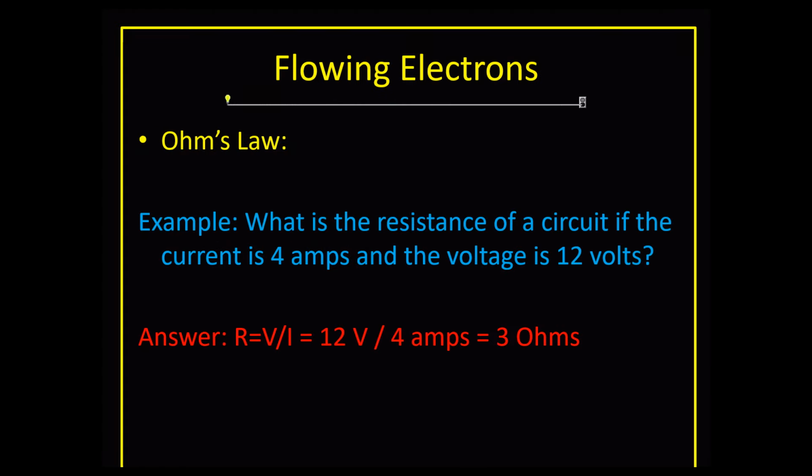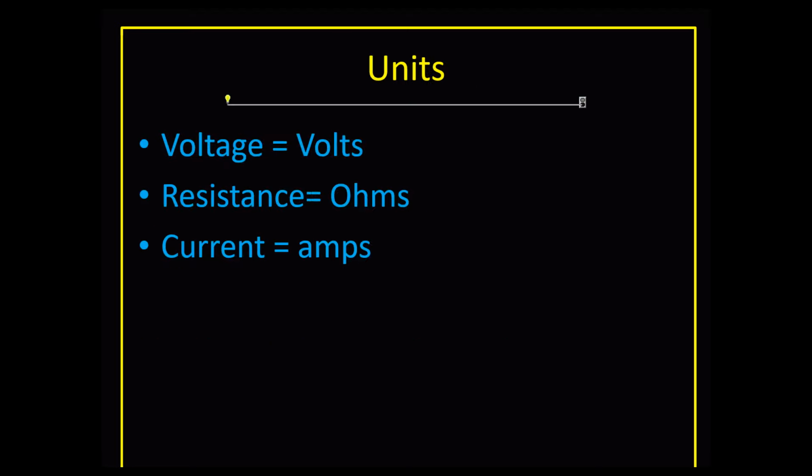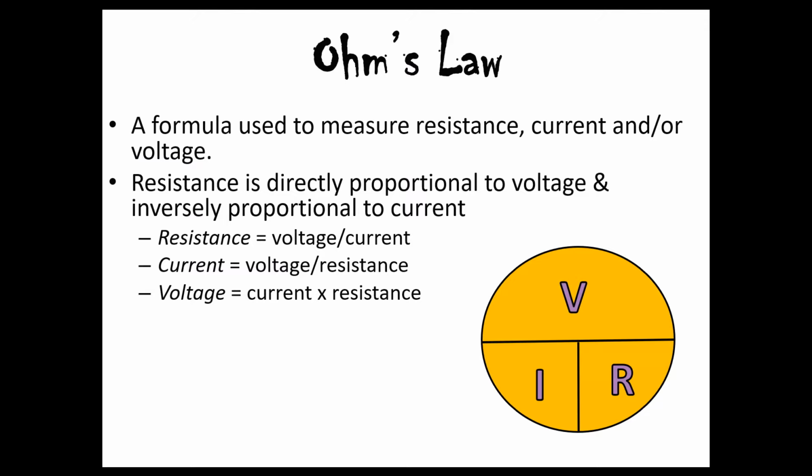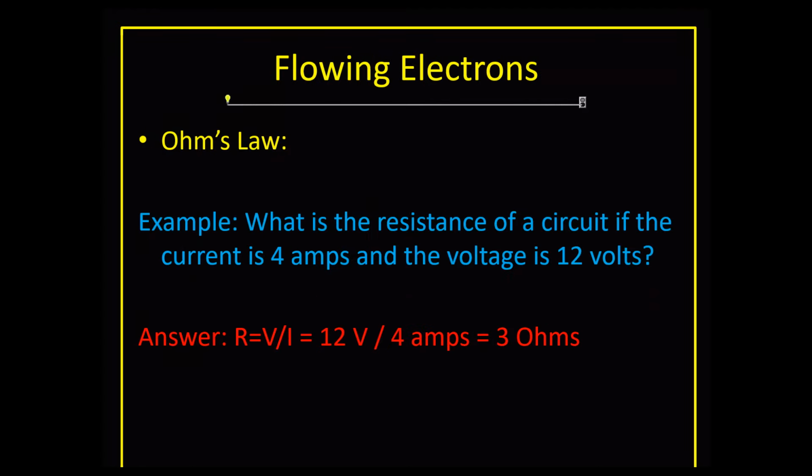All right, so let's look at this first example. If I were to ask you what's the resistance of a circuit, if the current's 4 amps and the voltage is 12 volts, you could easily figure that out. So I'm going to go back to the formula. We're looking for resistance. So resistance is voltage divided by current. So the voltage is 12, the current is 4, and 12 divided by 4 would give me 3.